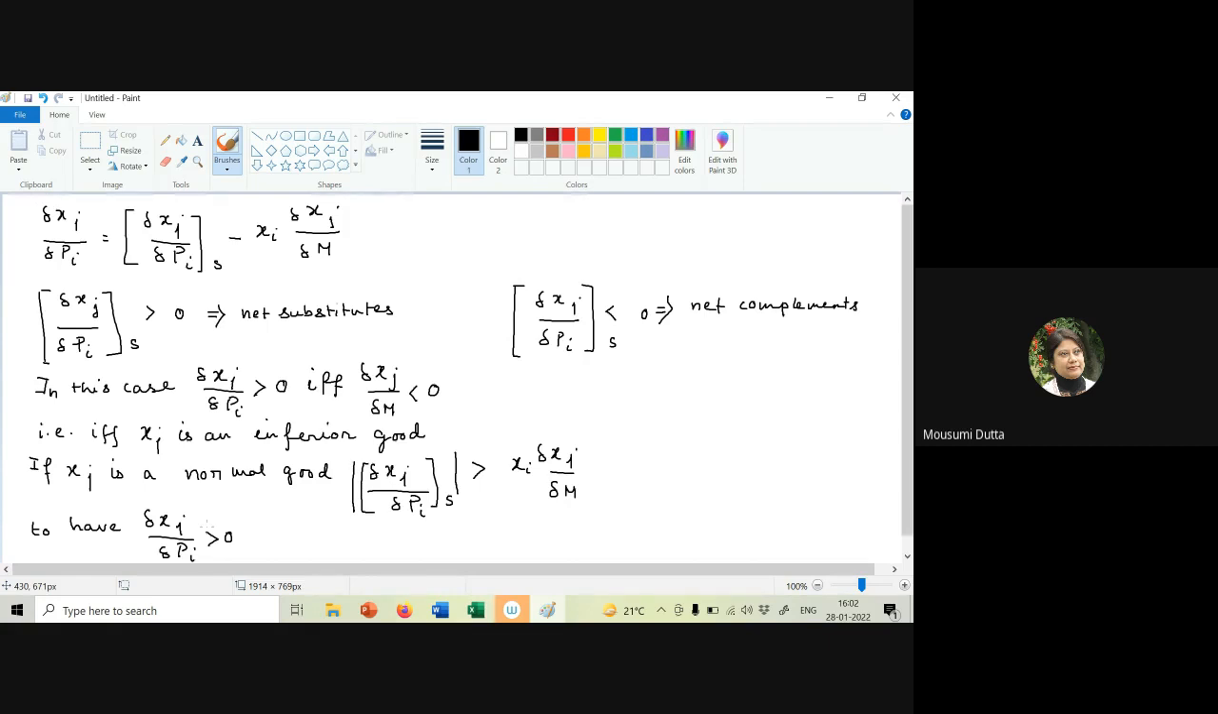Okay, so if xj is a normal good, the modulus value of this del xj by del pi (substitution term) should be greater than xi into del xj by del m to have del xj by del pi, that is the total effect, to be positive. Thus, net substitutability does not necessarily indicate gross substitutability.